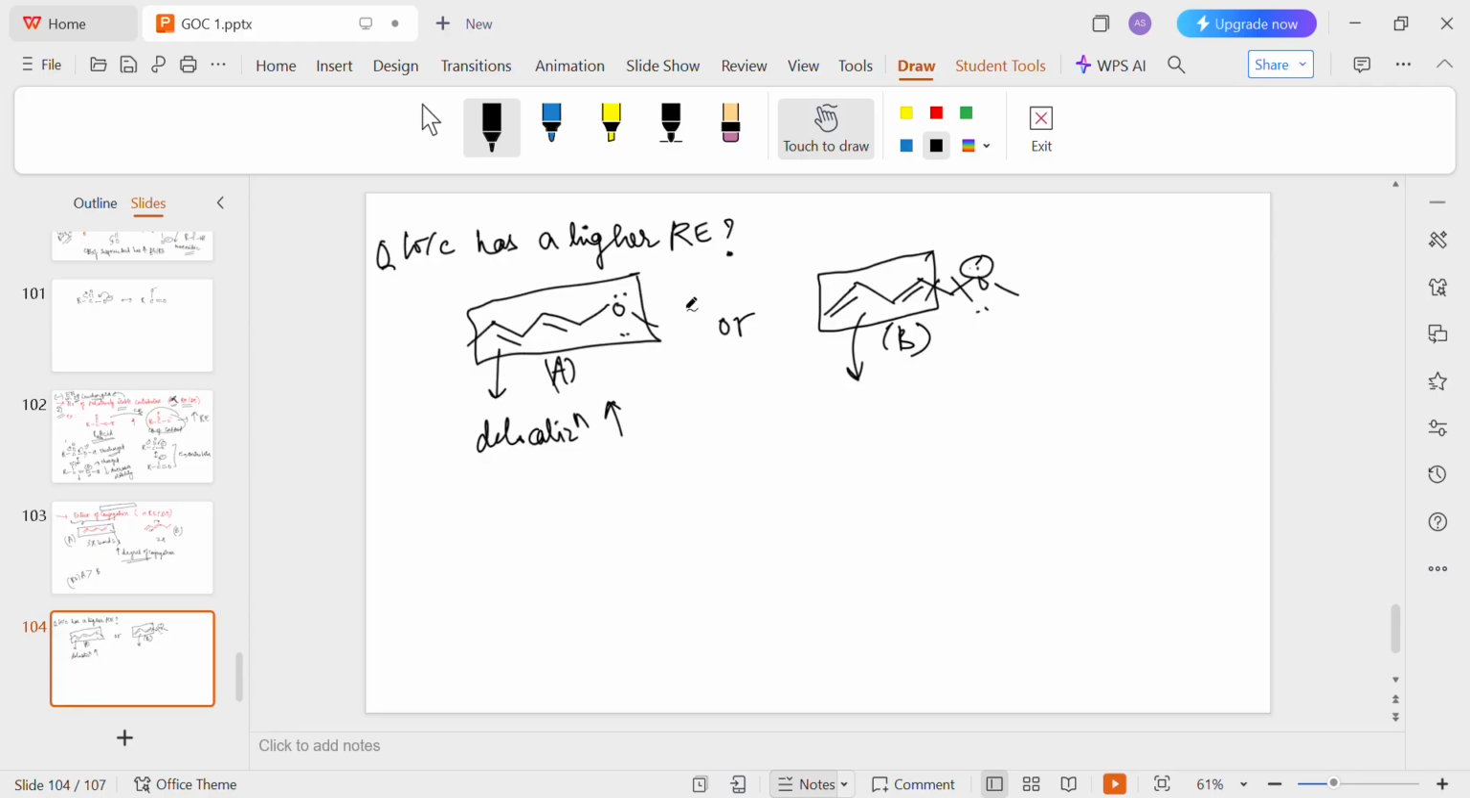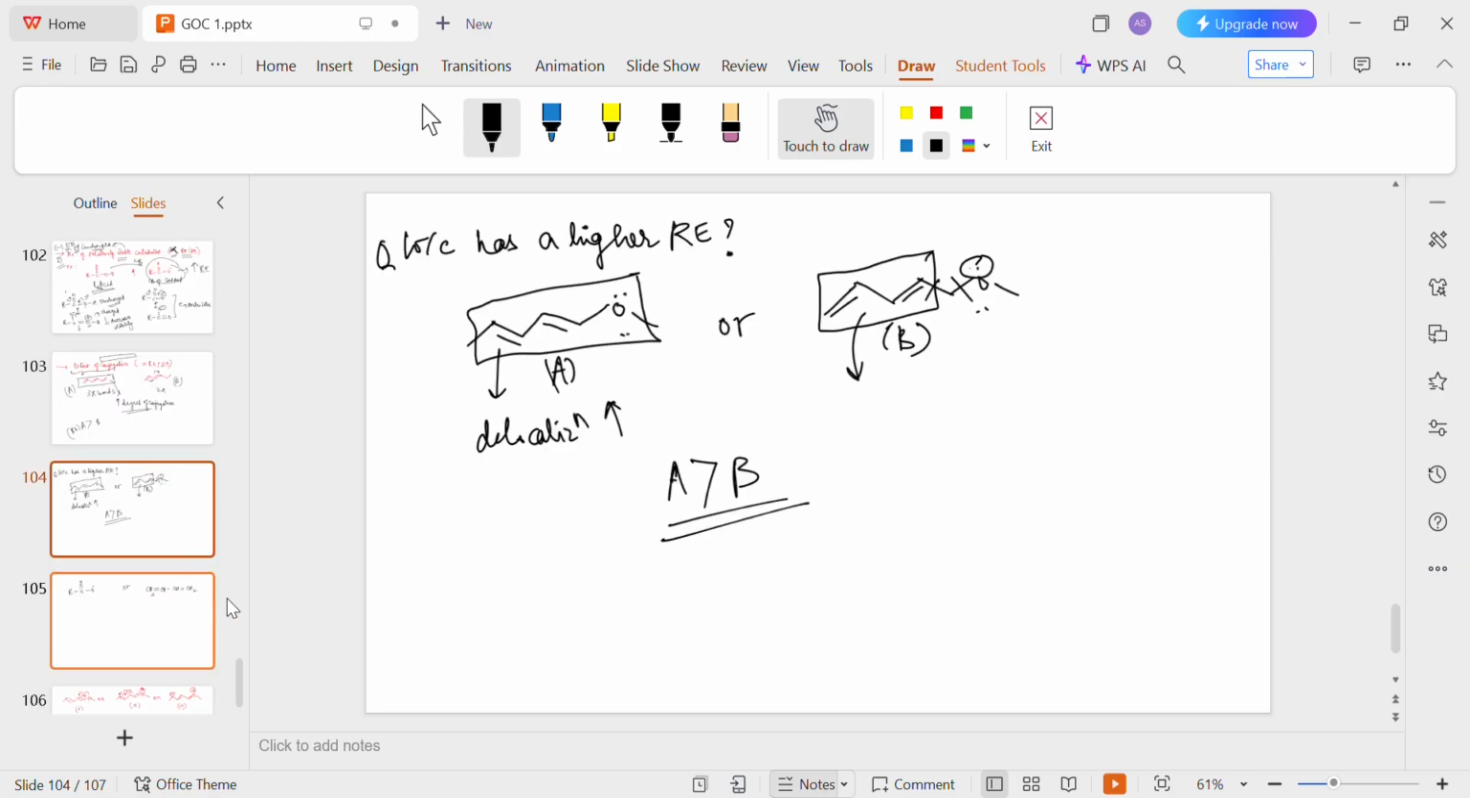Here सिर्फ 1 2 3 4 चार कार्बन के बीच में, 4 एटम्स के बीच में डीलोकलाइजेशन है. इधर 1 2 3 4 5 एटम्स के बीच में. तो एक्सटेंट ऑफ डीलोकलाइजेशन इज हायर इन A स्ट्रक्चर ना. सो A has higher resonance energy than B because extent of delocalization is higher or more in A structure than in B structure. Let us see.